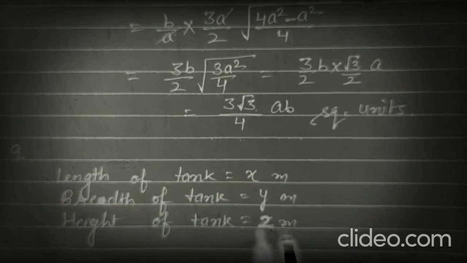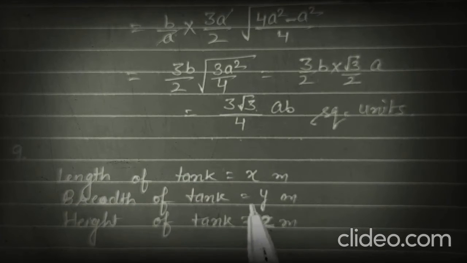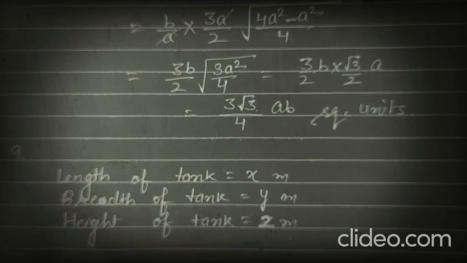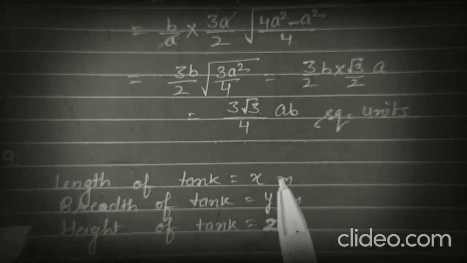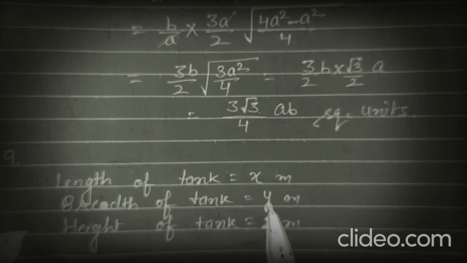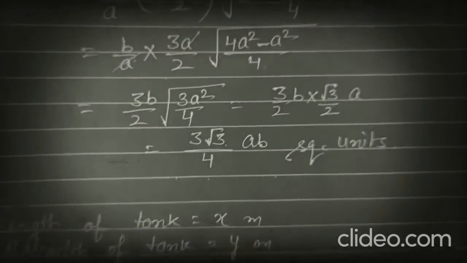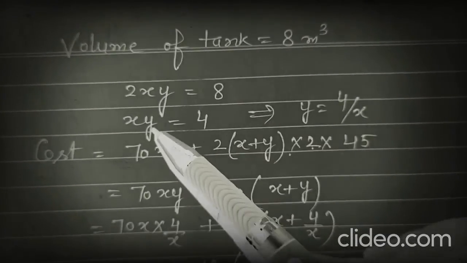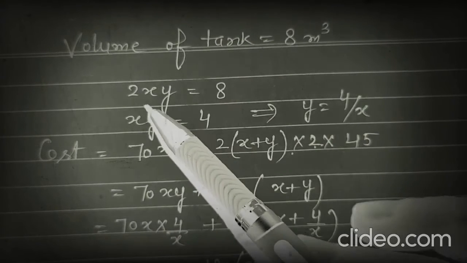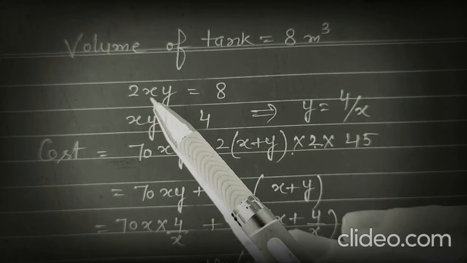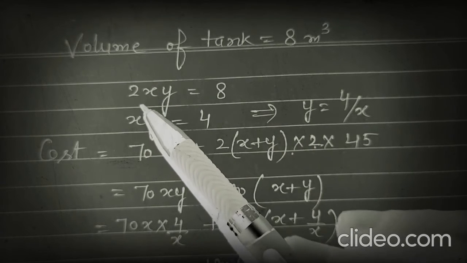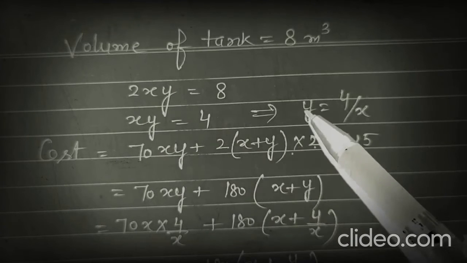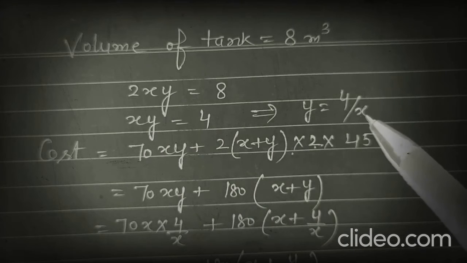Firstly, suppose the length of the tank is x meters, the breadth is y meters, and the height is 2 meters. The volume is given as 8 cubic meters. So length into breadth into height equals 8, that is 2xy = 8, so xy will be 4. So y is equal to 4 upon x.